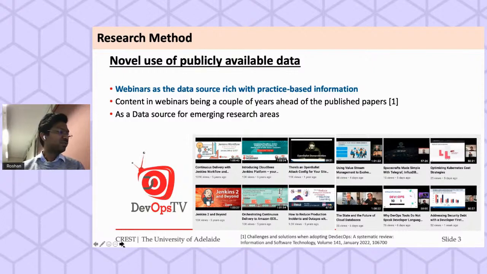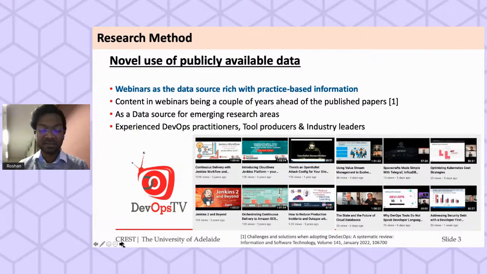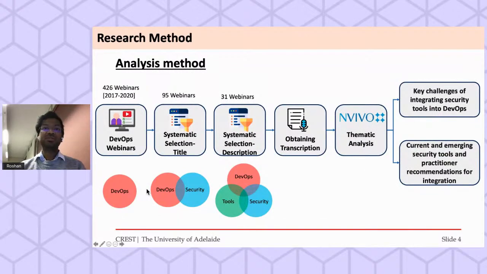So we tried to look at how we can systematically synthesize practitioner recommendations so as to fill in these gaps. And this is where we encountered DevOps TV, which is a YouTube channel which hosts a lot of DevOps related material. These webinars are conducted by experienced DevOps practitioners and tool producers, and therefore they are very rich with practice-based and updated information. So we found this resource very useful. Just to briefly explain the analysis method that we used.